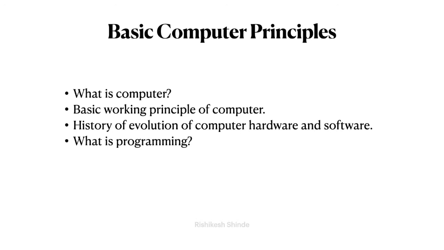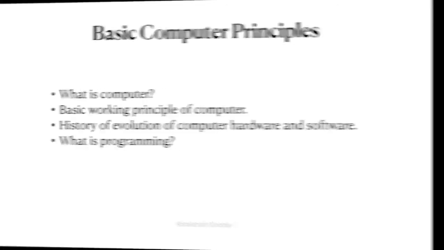Then we will try to understand the basic working principle of a computer, and then we will discuss the history of evolution of computer hardware and software. This will help us understand how computer hardware evolved, and also how programming languages evolved during this course of computing. And at the end we will discuss what programming is. This is the most important thing. We will discuss how programming works behind the scenes and what programming actually is.